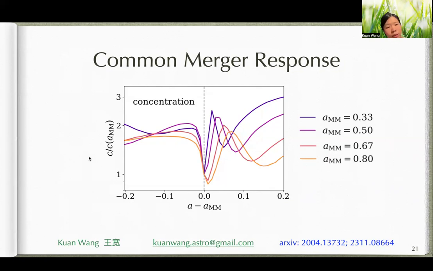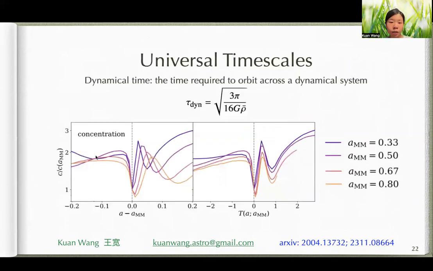But we can take this one step further. So mergers are dynamical processes, and it's reasonable to measure time in units of dynamical times when studying mergers. The dynamical timescale is defined as the time it takes for a test particle to orbit across a dynamical system. It depends on the mean density of the system, and fortunately for us, all halos at a given time have the same mean density. That's how they're defined. So cosmic time can be directly translated to the number of dynamical times.